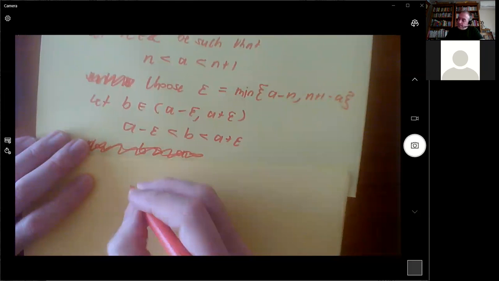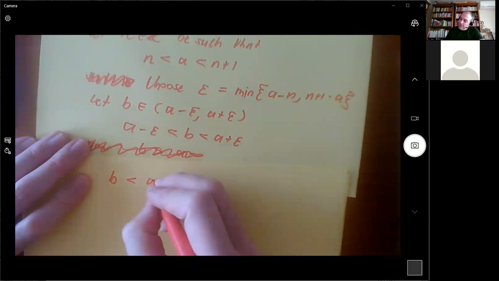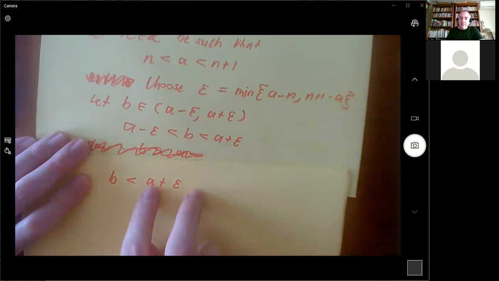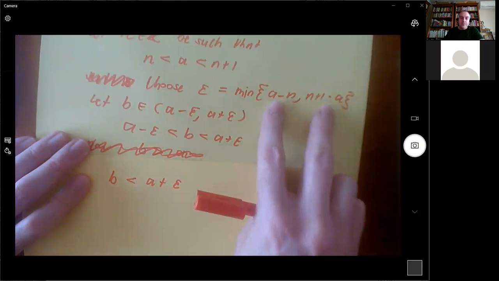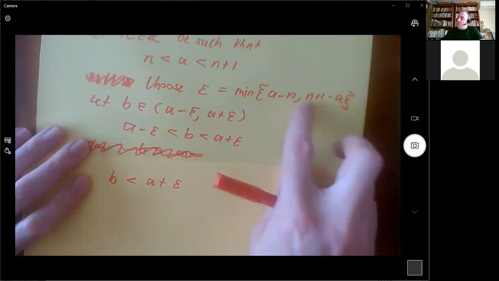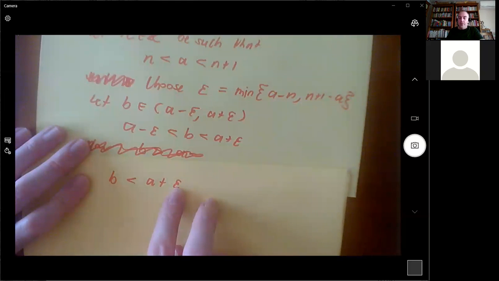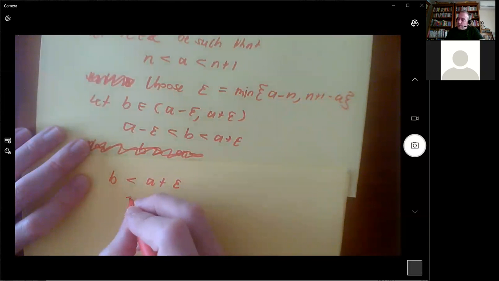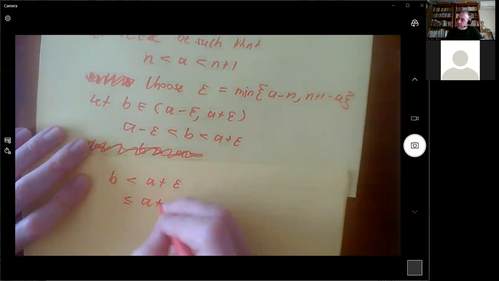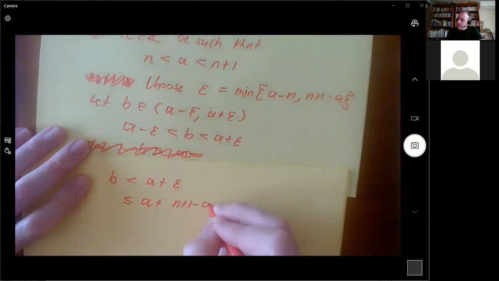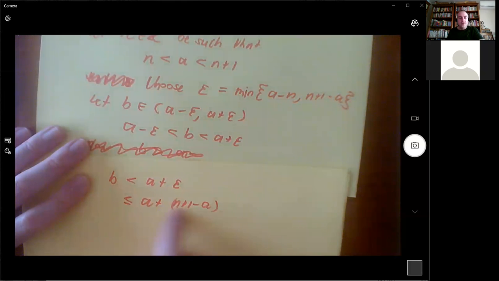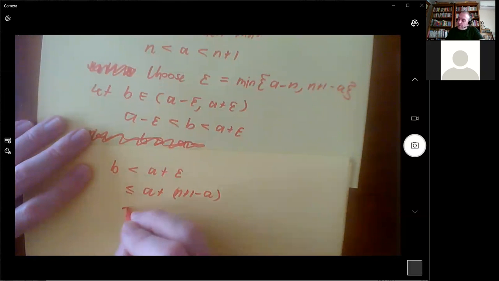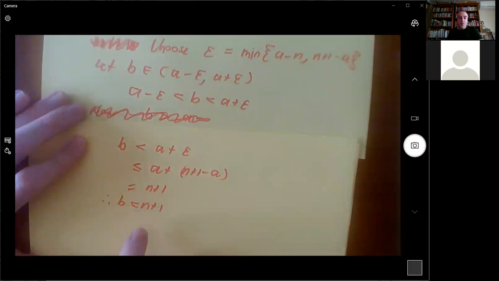So why don't we go B is less than A plus epsilon. And this is less than both of these numbers. So if I choose this one and put it in instead of epsilon, that'll make the a's disappear. So that's less than or equal to a plus n plus 1 minus a, because epsilon is the minimum of these two numbers. And that's equal to n plus 1. So therefore, b is less than n plus 1. So we now need to convince ourselves that b is more than n.